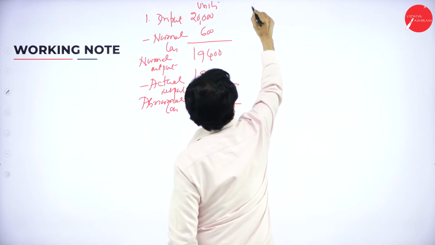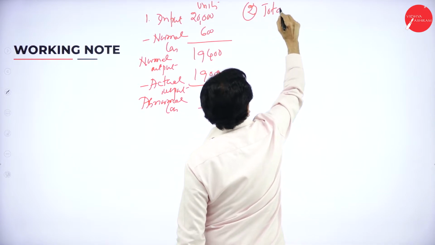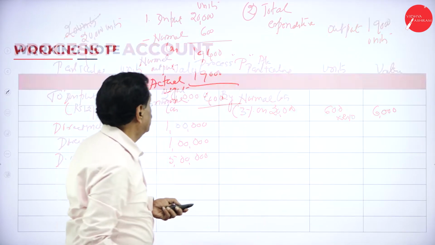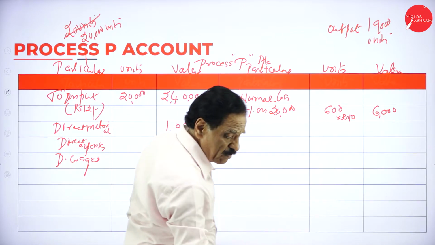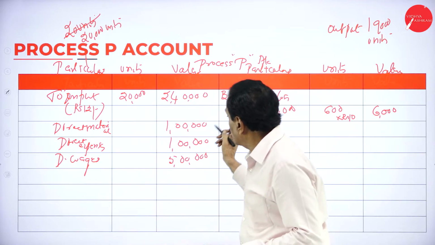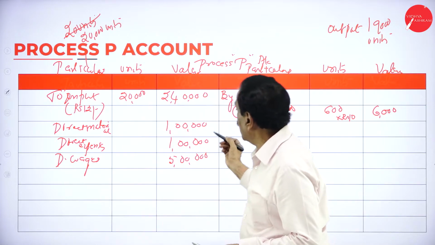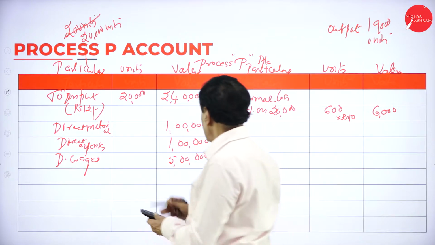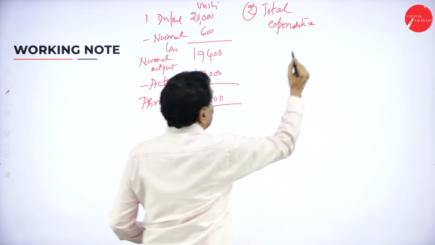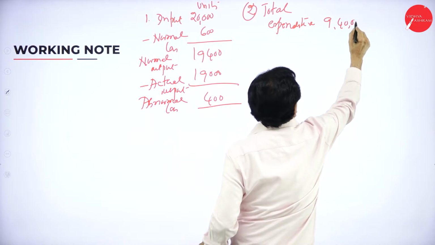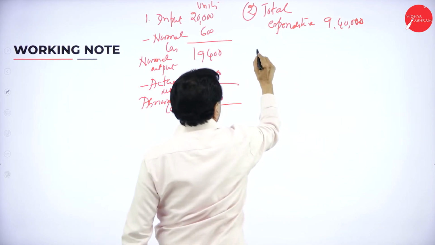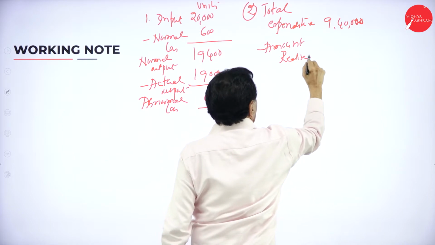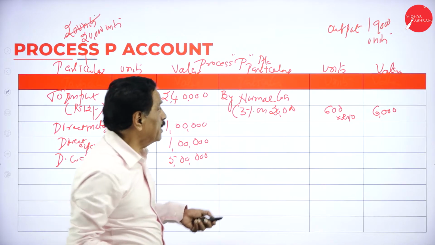Now, working note number 2. Total expenditure: 2,40,000, plus 1,00,000 is 3,40,000, plus 1,00,000 is 4,40,000, plus 5,00,000 is 9,40,000. Total expenditure 9,40,000 minus amount realized from the wastage. Your wastage realized is 6,000.